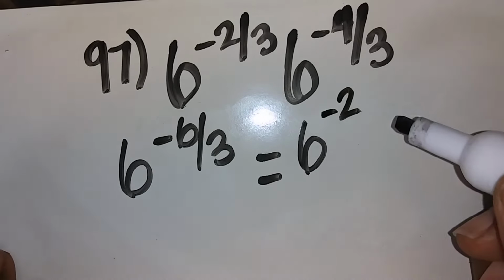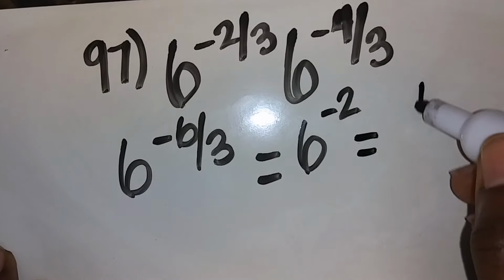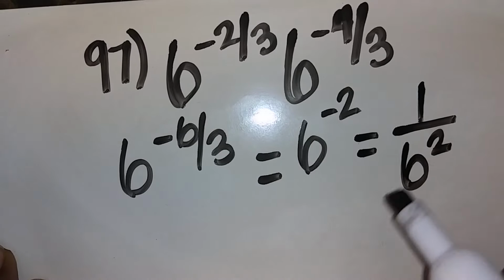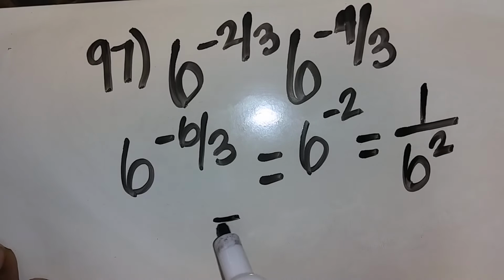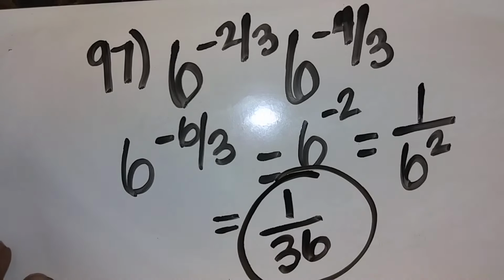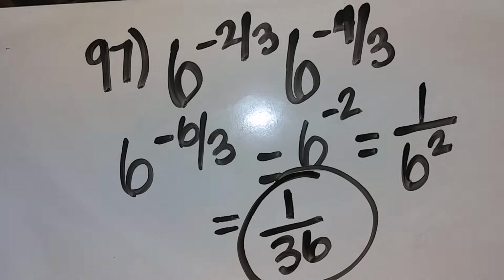Then let's rewrite it. And we have 1 over 6 squared. You can clean that up one more time. 6 times 6 is 36. So my answer is 1 over 36.